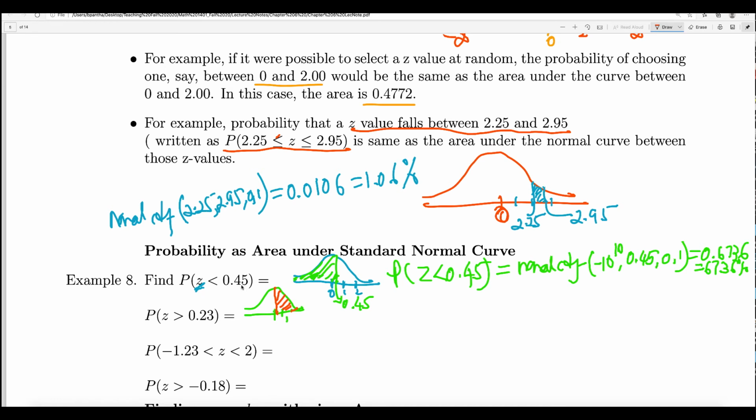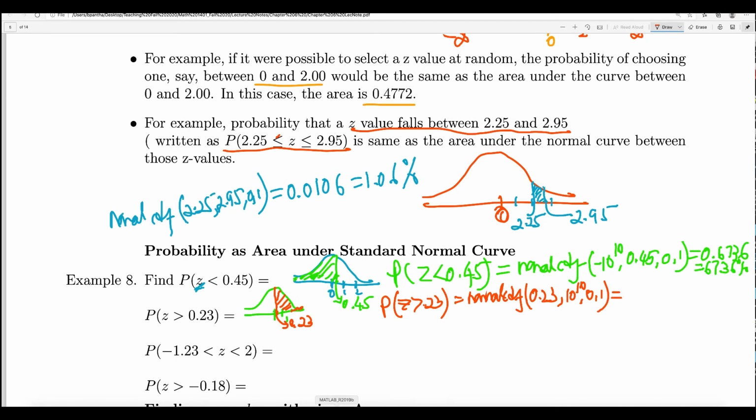This was saying less than means left, greater than means right, right? So you are trying to find that. So what will be the probability then? This value is 0.23, right? So the probability that G is greater than 0.23 is the same as normal CDF. The left bound of this shaded region is 0.23, and the right bound keeps going to the right. You should pick a big number, 10 to the 10, and then 0, 1. You should do that, okay?